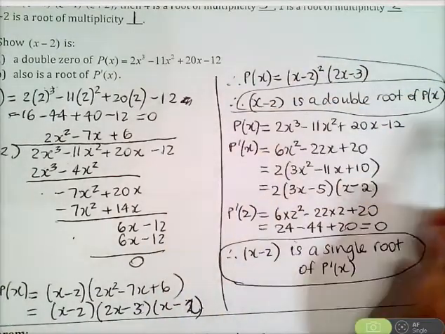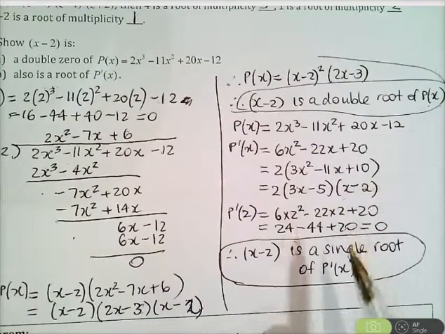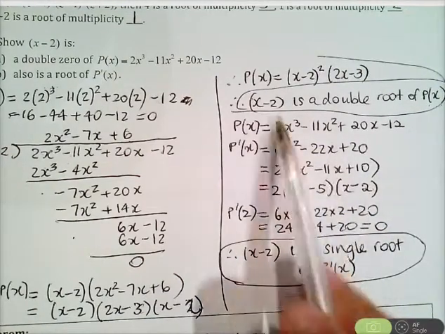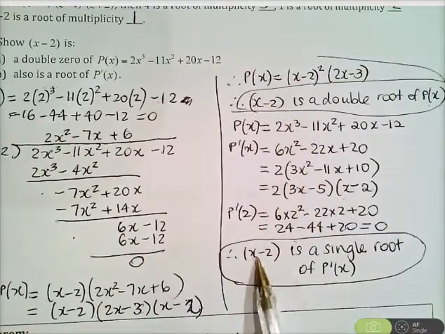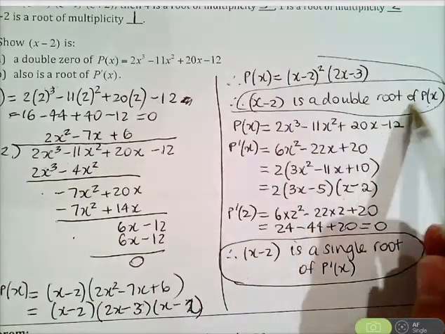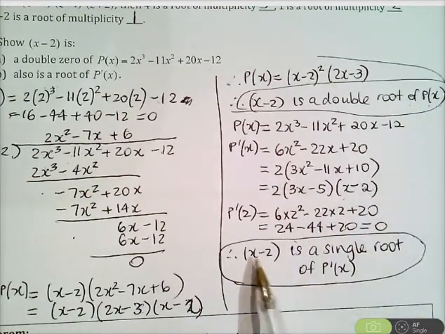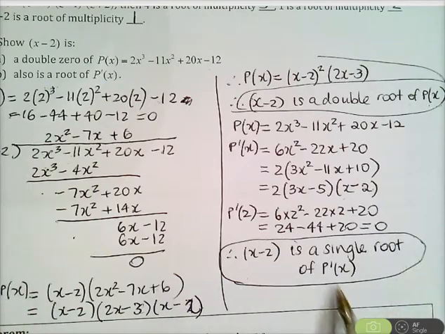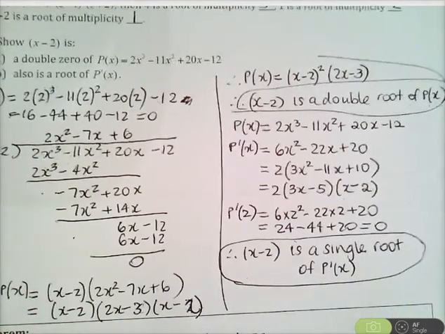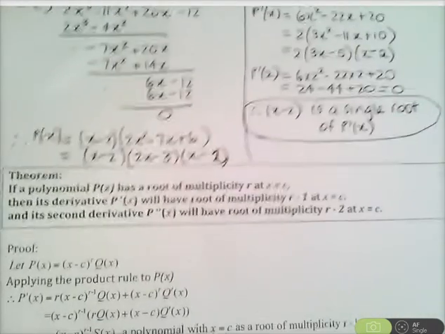That x minus 2 is a double root of p of x. If you do have a double root, then x minus 2 is a double root of p of x, and we'll find that x minus 2 is also a single root of the first derivative, p dash x. So that brings us to our theorem.